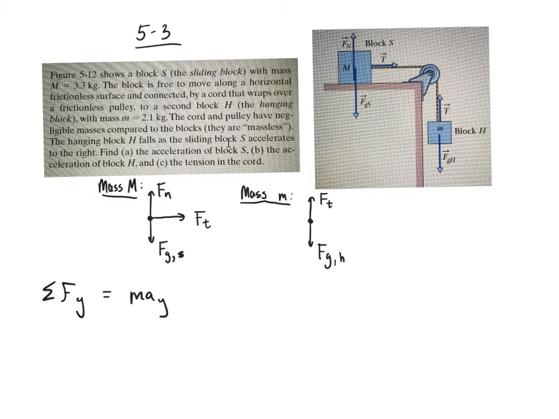In the y direction, I've got Fn pulling up. I've got the weight of block S pulling down, and that equals MAY. That's the y direction for the first block. Does it say anything about this block coming off the surface? Do you think it's going to come off the surface based on the way tension is pulling?